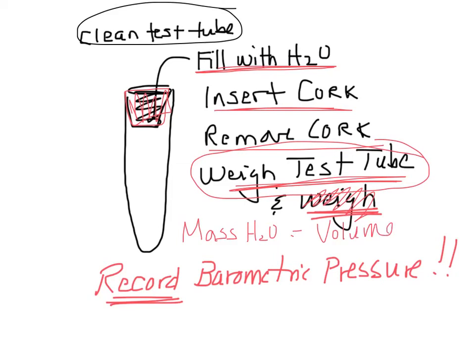For instance, just making it up, what if I had 20 grams of water in there? Well, that means I had 20 milliliters of water in there, which means the volume of the test tube is 20 milliliters. Make sure you record your barometric pressure, like we learned earlier, before you leave the room.